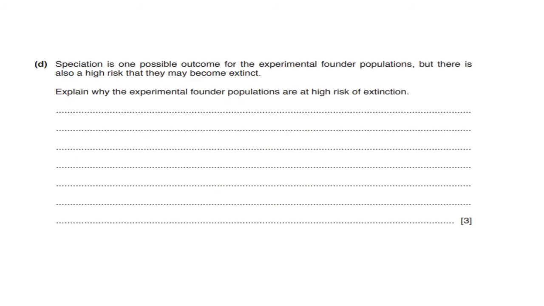Then again, here it says speciation is one possible outcome for the experimental founder populations, but there is also a higher risk that they may become extinct. Explain why the experimental founder populations are at high risk of extinction. Now, extinction is something that would happen whenever you have small populations. It's easy to throw a small population into extinction. Also, because you only have 2 founding pairs that were put on the island, those 2 founding pairs are the ones that carry the alleles, and they're the ones that pass them on.